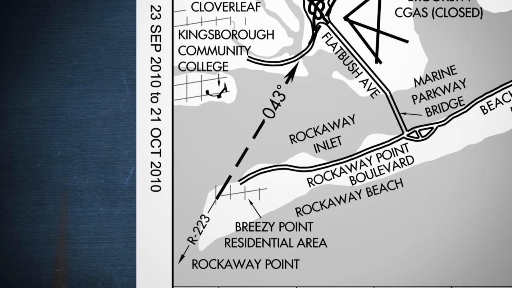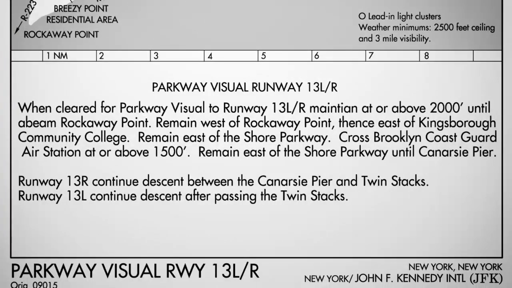So let's go over the narrative that the chart gives us. When cleared for Parkway Visual to runway 13 left, right, maintain minimum 2,000 feet until abeam Rockaway Point. Remain west of Rockaway Point, thence east of Kingsborough Community College. Remain east of the Shore Parkway. Cross Brooklyn Coast Guard Air Station, minimum 1,500 feet. Remain east of the Shore Parkway until Canarsie Pier. Now, that's all kind of confusing, but we'll keep looking at it here.